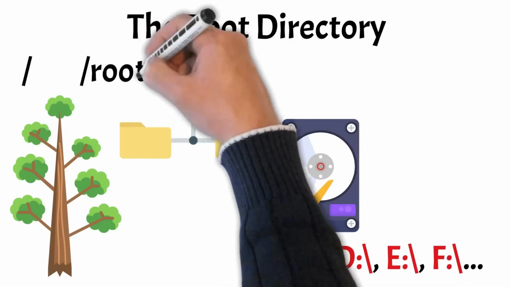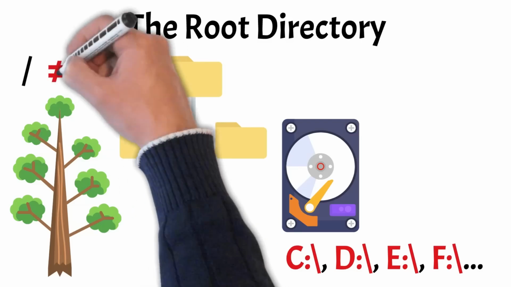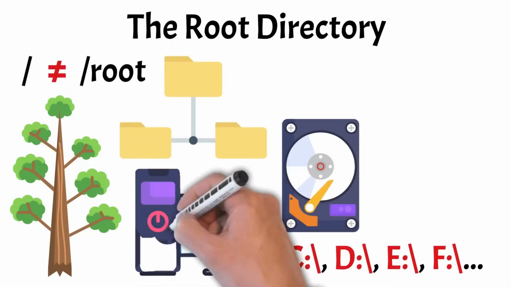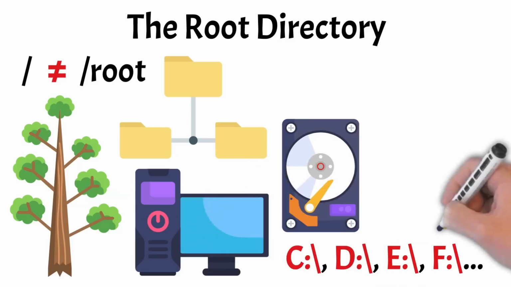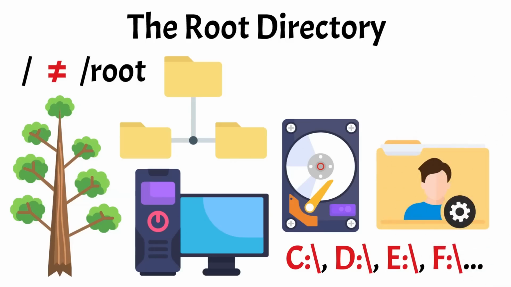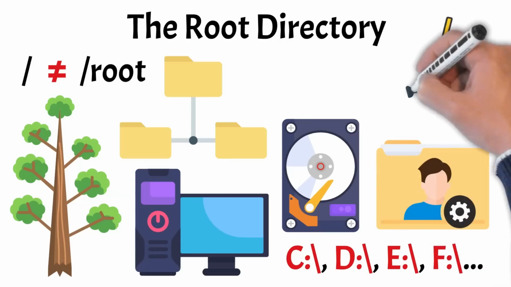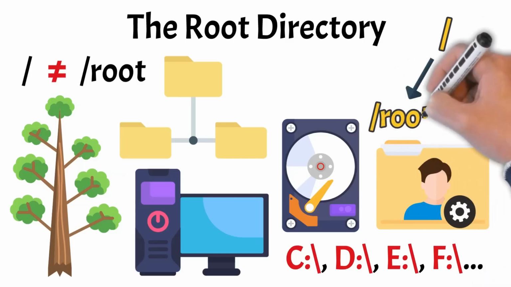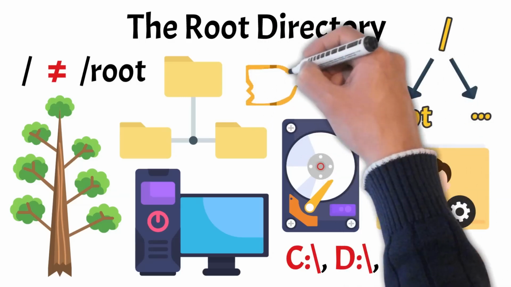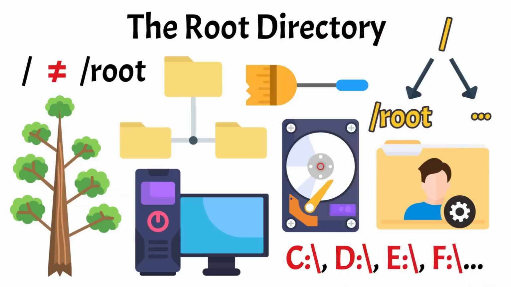You might also see /root, but don't confuse it with /. / is the starting point of the entire system, while /root is just a subdirectory. It's the personal home folder of the root user, who has full administrative access. In other words, / is the starting point of the file system, while /root is just one of the many folders inside it. This separation helps maintain a clean and secure system structure.